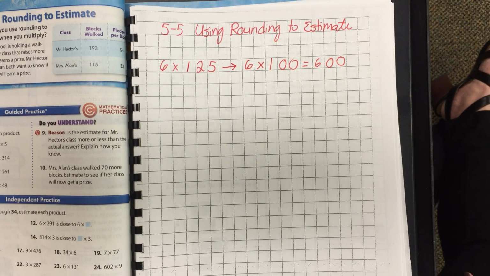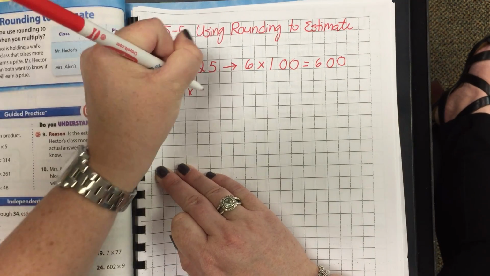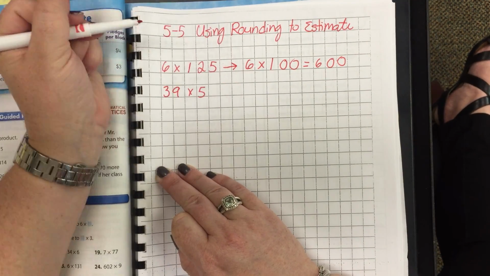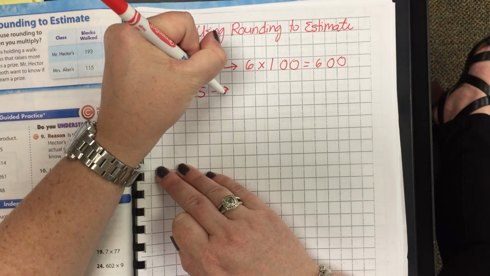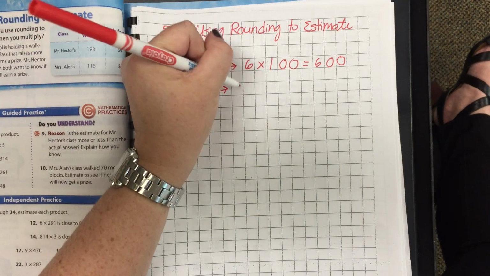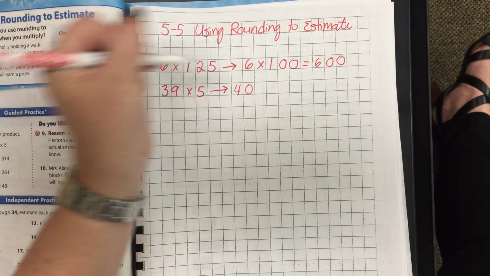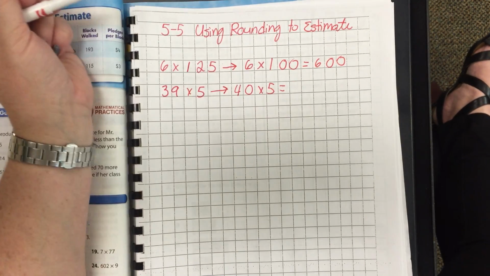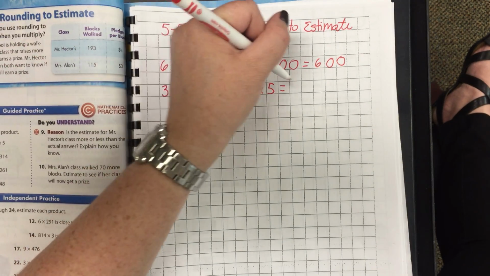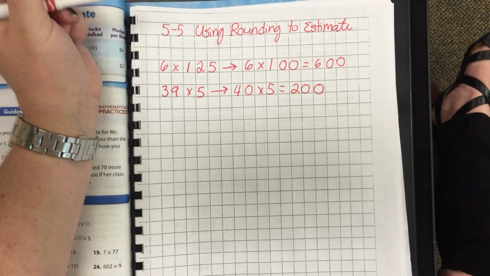Okay. So then what about 39 times 5? Well, what's 39 going to round to? 40. Yes, we're rounding it by tens. 40 times 5, which really means, what's 4 times 5? 20. And then I add my 0.